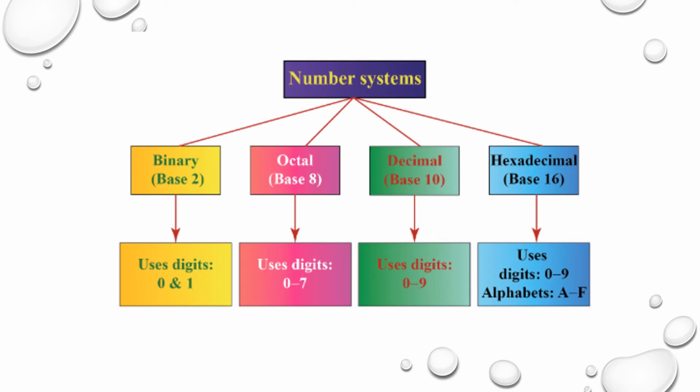This is a graphical representation of the number system. Binary is base 2, and it uses zeros and ones. Octal is base 8 and it uses the digits from 0 to 7. Decimal means base 10, which uses the digits from 0 to 9. The last one is hexadecimal, which is base 16. It uses the digits from 0 to 9 and the alphabets from A to F.